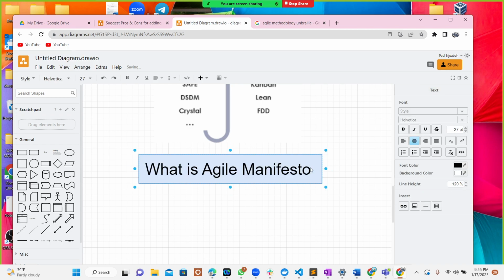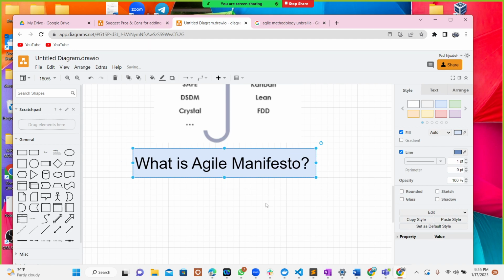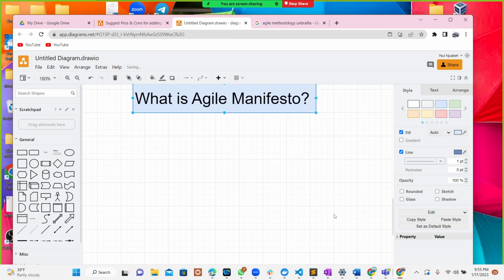Let's see what the Agile Manifesto is again. I remember we talked about that in the last class. We want to understand what the Agile Manifesto is. Back in the 90s, the software development industry started having problems. Projects were failing. They were building applications, getting to the end, and having a lot of bugs to fix, so they were not meeting the target.